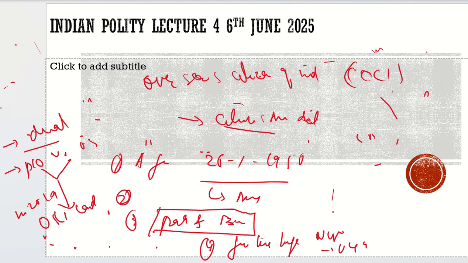You are now the overseas citizen of India card holder, and the benefits are the same, and it is from 2015. So this is about the person of Indian origin and overseas citizen of India.